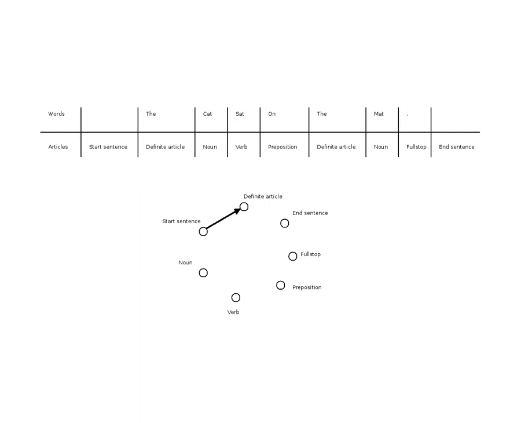So if we wanted to create a graph of this sentence, the directed graph would look like this. We have start sentence pointing to the definite article, the definite article pointing to the noun pointing to the verb pointing to the preposition pointing to the definite article pointing to the noun pointing to the full stop, and the full stop pointing to the end sentence.